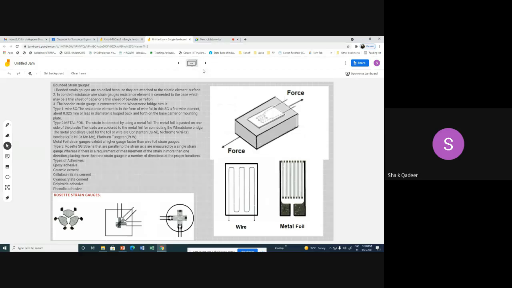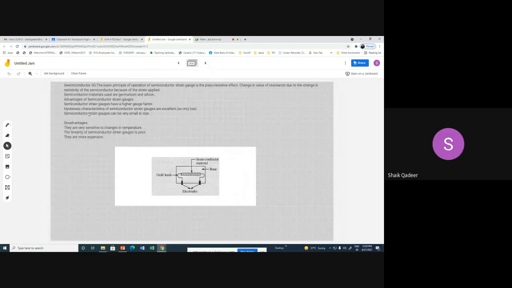In case of semiconducting strain gauge, instead of metal, we use semiconductor. Rest is all the same. The basic principle of operation of the semiconducting strain gauge, as I told you, is piezoresistive. What is the meaning of piezoresistance? Piezo means pressure. Input is pressure, output is change in resistance. So this particular setup is converting applied pressure into change in resistance. Hope it is clear to everybody.